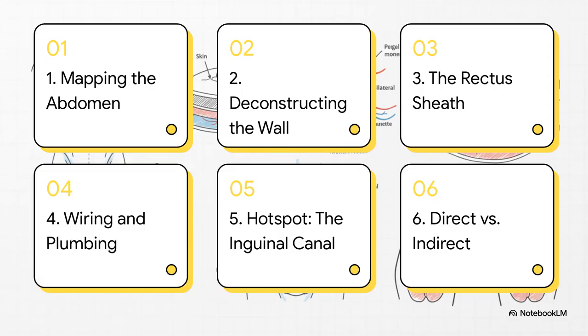First, we'll map out the surface of the abdomen. Then we're going to deconstruct the wall, layer by layer. We'll get into the details of the rectus sheath, check out its wiring and plumbing, and then zoom in on a major weak point, the inguinal canal. And we'll finish up by nailing down the difference between direct and indirect hernias for good.